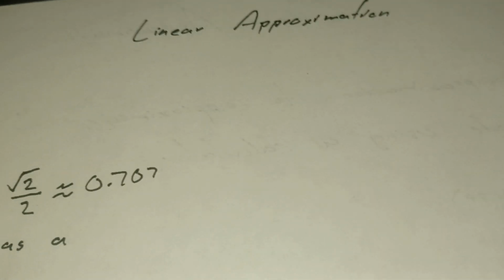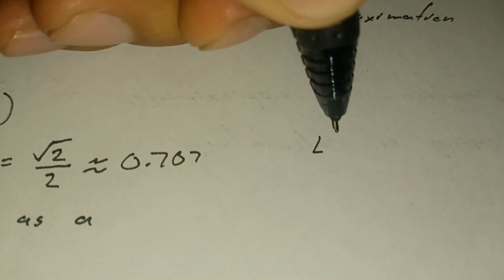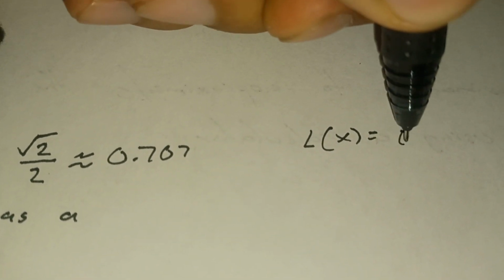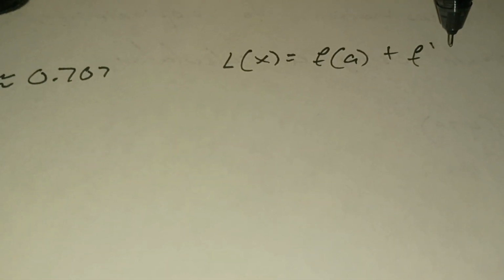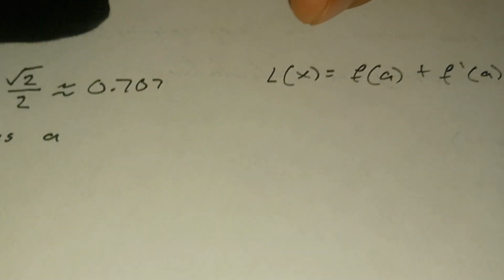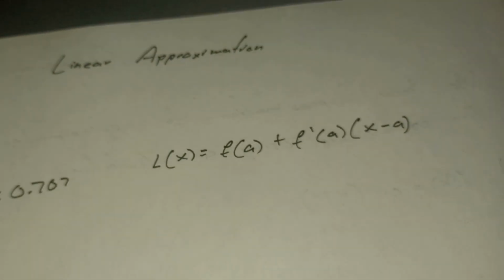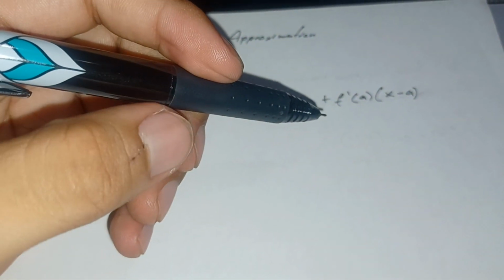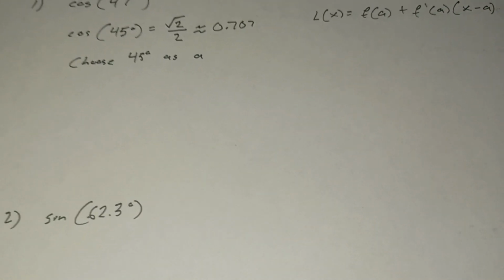I'll show you the formula we're going to use. We have L of x is equal to f of a plus f prime of a, which is the derivative, times x minus a, or the change in a, whichever you prefer. So that will be the linear approximation that we are going to use. So let us do this.